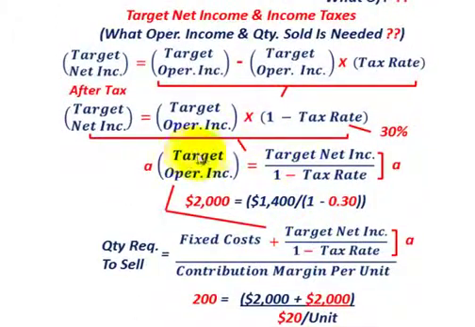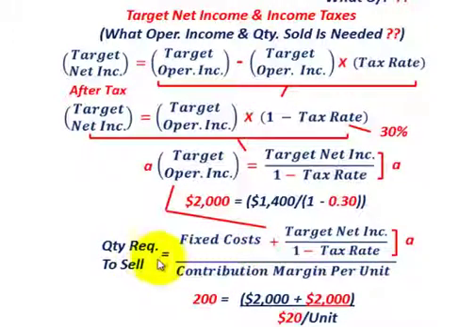Didn't want to confuse it too much here, but remember when we talked about that targeted operating income, that came off our equation up here, where the targeted operating income equals your targeted net income divided by 1 minus your tax rate. And that's what we substituted in here to determine our quantity required to sell. Just to redefine it, that was the fixed cost plus our targeted operating income, which is really the targeted net income divided by 1 minus the tax rate, divided by your contribution margin per unit.